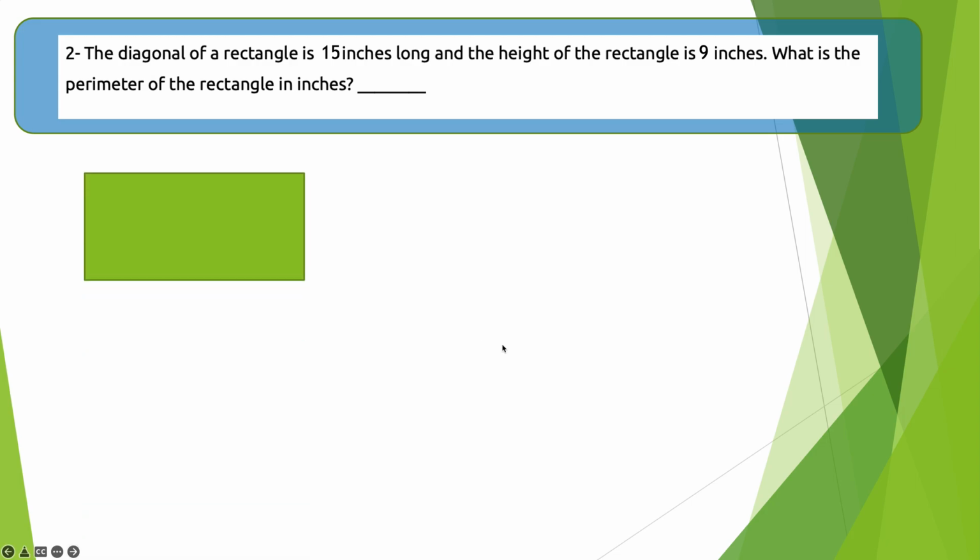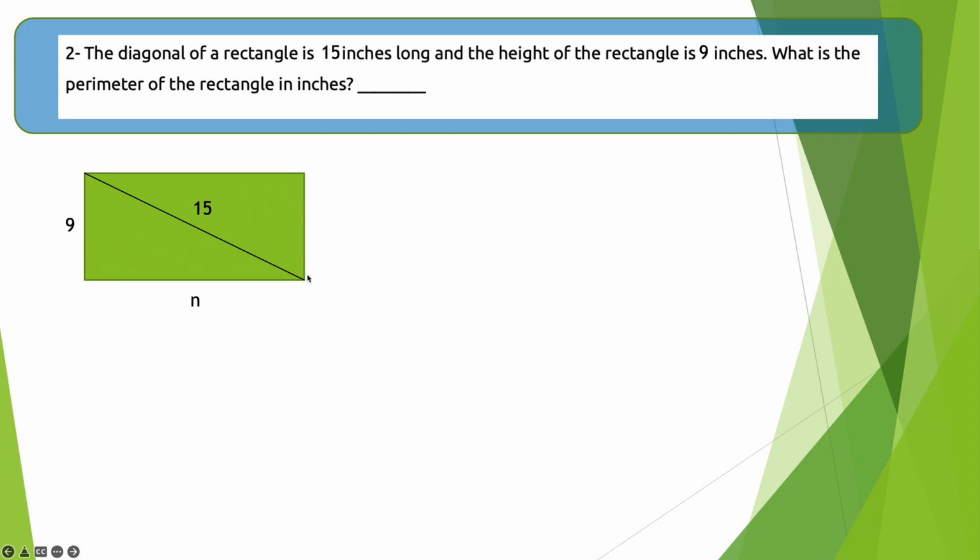So, always start off with a nice little diagram with the diagonal drawn in, of course. Now, 15 is the length of the diagonal, 9 is the height. So, we have to find this missing side in order to find the perimeter. I know the right-hand side is also 9. But to get the top and bottom, I need to find this side of what amounts to a right triangle. It's also the side of the rectangle, but it's the side of the right triangle.